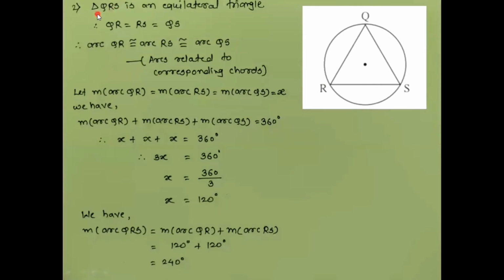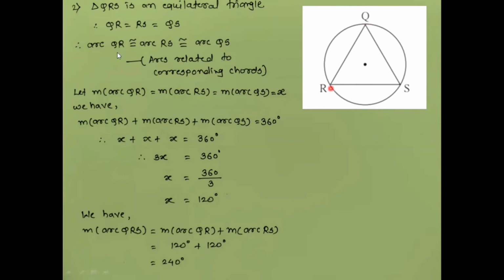Now to solve this, we have to start with the given, that is, triangle QRS is an equilateral triangle. So as it is an equilateral triangle, all three sides of this triangle are congruent. That is, QR is equal to RS is equal to QS. Now as these three sides are congruent, we know that these three sides are three chords of a circle, and in a circle, if chords are congruent, their corresponding arcs are also congruent.